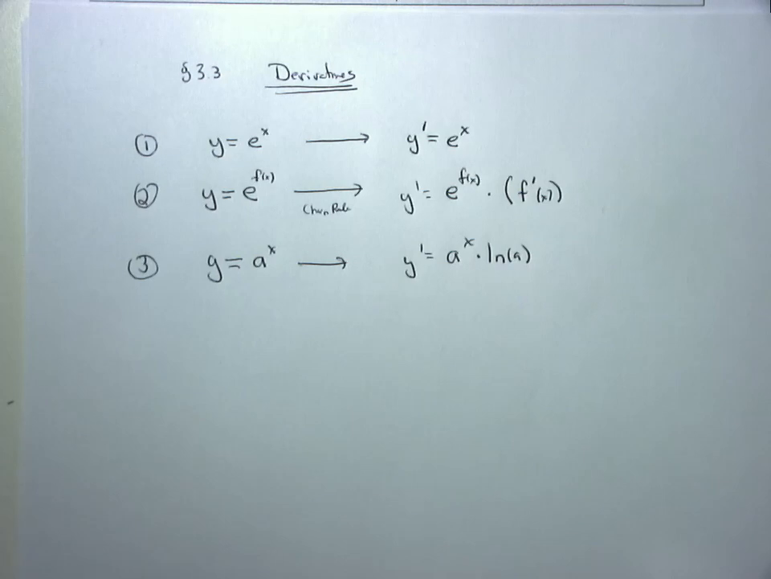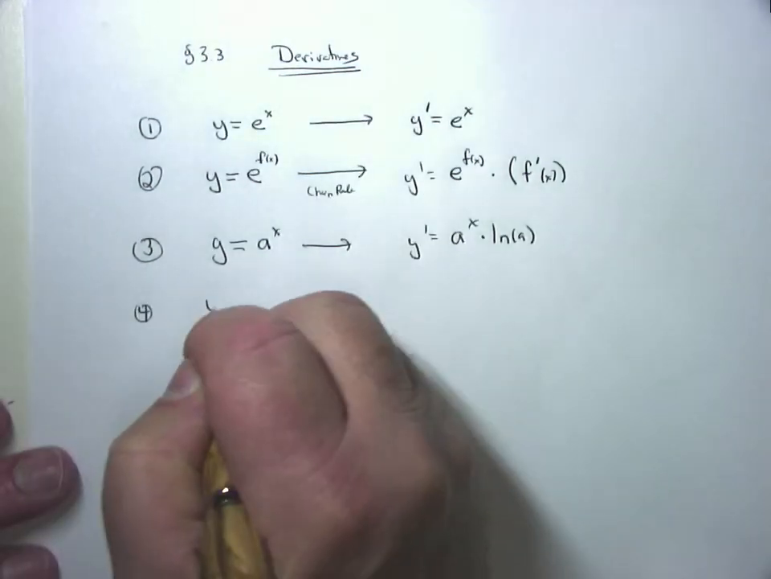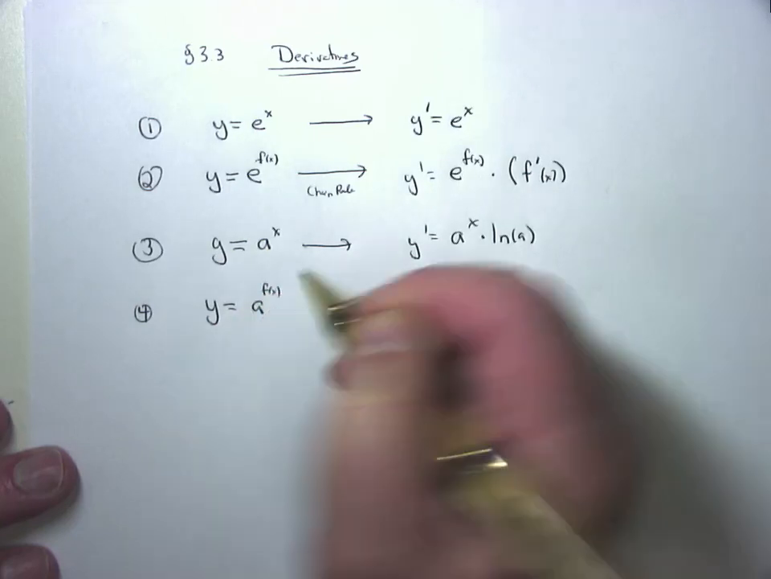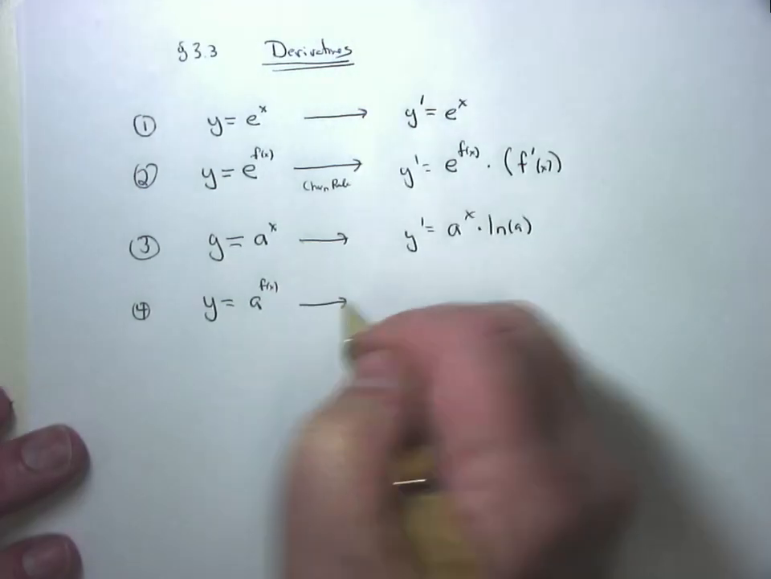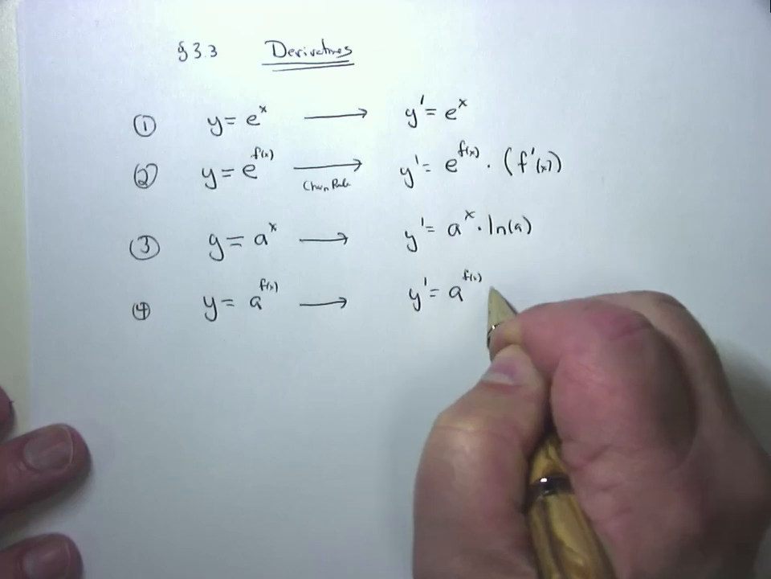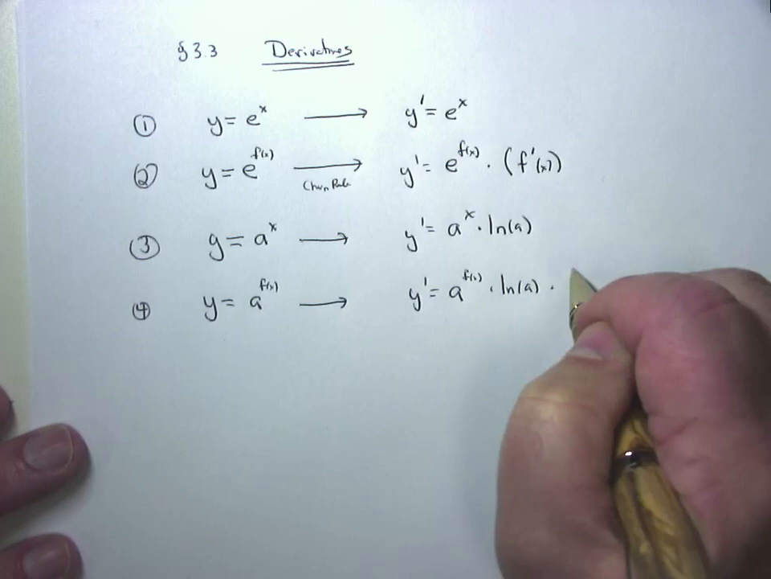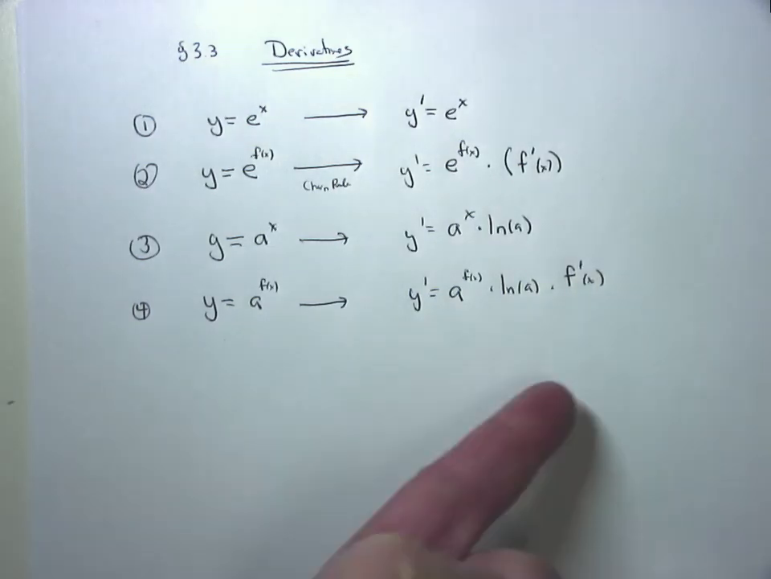Does that make sense? But for every rule, there's the rule, and then there's the chain rule version of that rule. Rule number 4, chain rule: if y equals a, not just to x, but to a function, I'll call it f of x, a raised to the f of x, then the derivative is a to the f of x, times the adjusting factor, natural log of a, but then times the derivative of the exponent. This is the chain rule version of that rule.